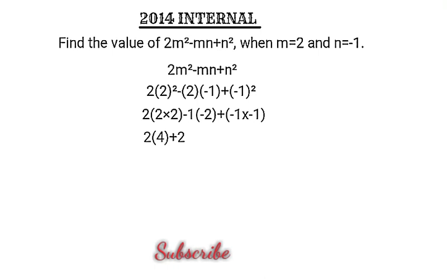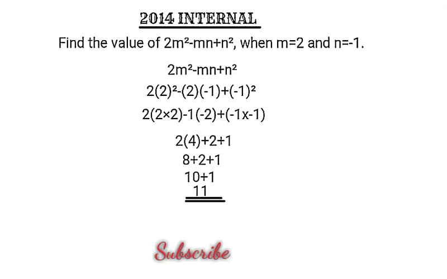Then plus, then negative 1 multiplied by negative 1 will give us positive 1. Then we work out that one, which is 4, which is in brackets. We say 2 multiplied by 4 will give us 8. Then plus 2 plus 1. Then we say 8 plus 2 will give us 10. 10 plus 1 will give us 11. So 11 was the correct answer for this question.